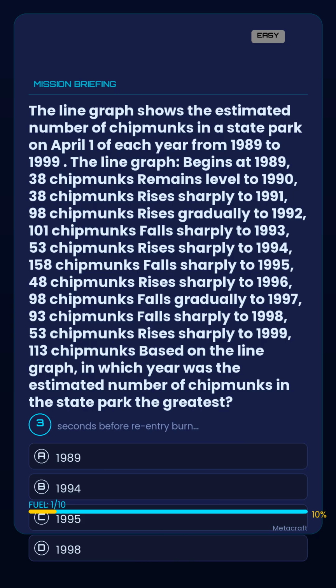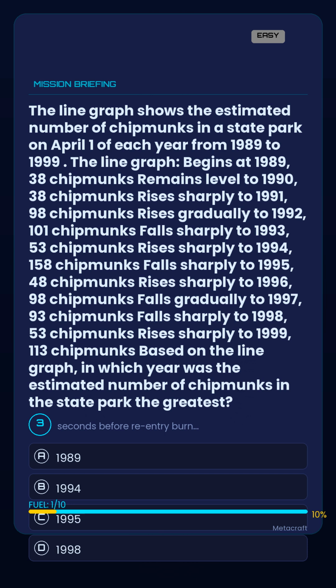The line graph shows the estimated number of chipmunks in a state park on April 1st of each year from 1989 to 1999. The line graph begins at 1989, 38 chipmunks remains level to 1990, 38 chipmunks rises sharply to 1991, 98 chipmunks rises gradually to 1992, 101 chipmunks falls sharply to 1993, 53 chipmunks rises sharply to 1994, 158 chipmunks falls sharply to 1995, 48 chipmunks rises sharply to 1996, 98 chipmunks falls gradually to 1997, 93 chipmunks falls sharply to 1998, 53 chipmunks rises sharply to 1999, 113 chipmunks. Based on the line graph, in which year was the estimated number of chipmunks in a state park the greatest?